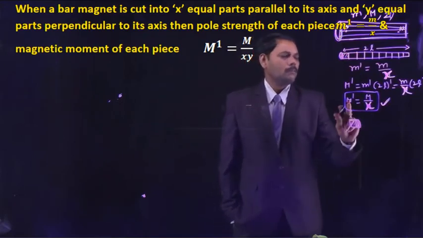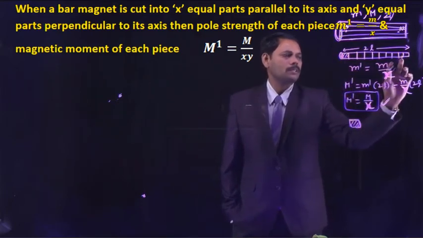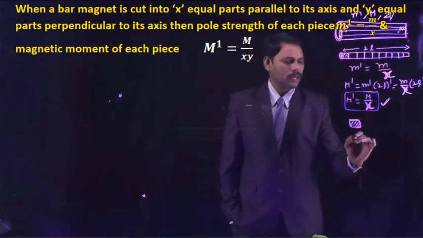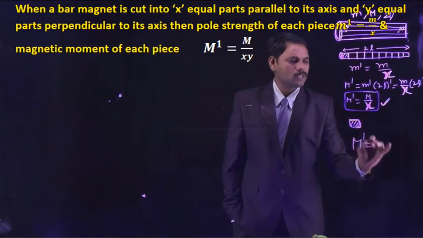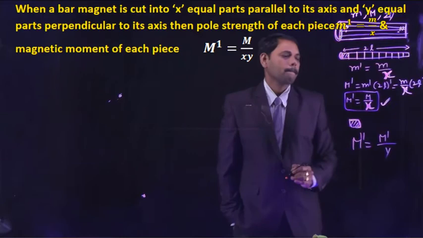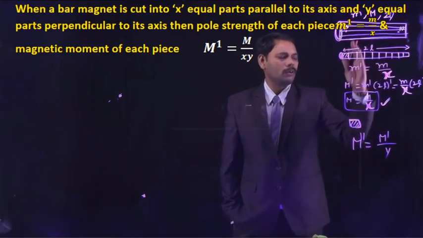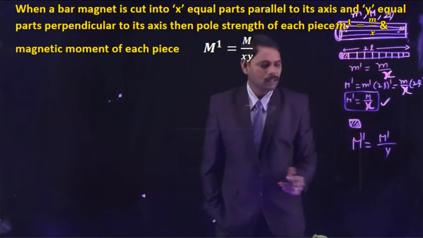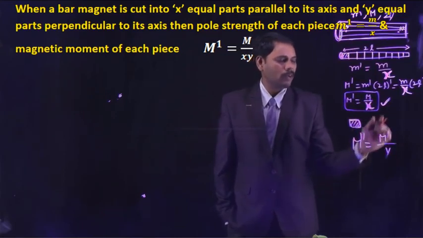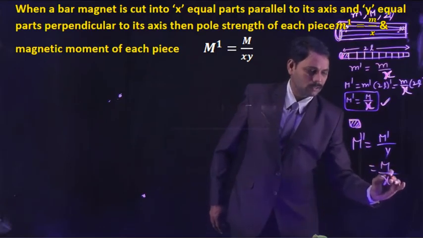Then m dash is equal to m by x. This piece has pole strength m by x. Now its length reduces by y times, so the magnetic moment also reduces by y times. M double dash is equal to M dash by y. This magnet, having magnetic moment M by x, is now cut into y equal parts perpendicular to its length. Then the length reduces by y times, so the magnetic moment reduces by y times, M dash by y. But M dash is M by x, so it becomes M by xy.